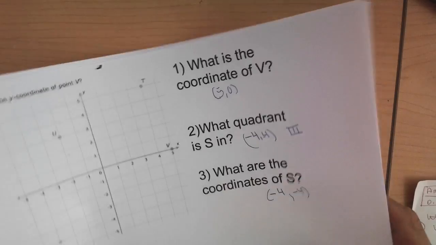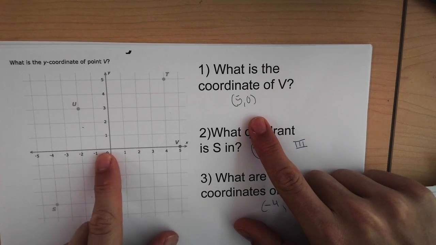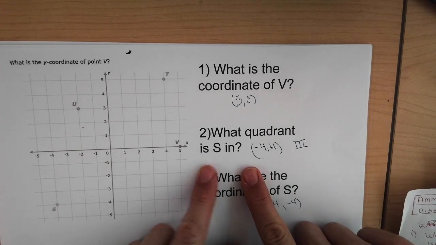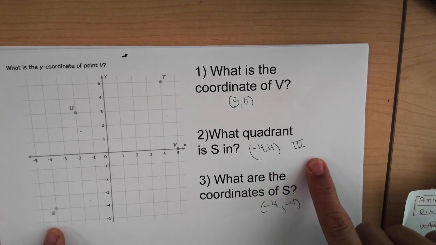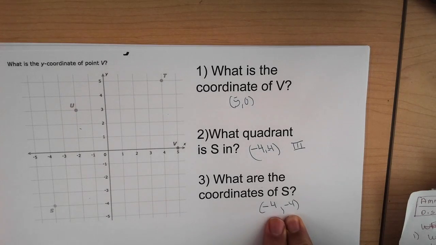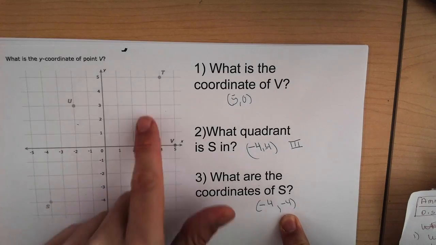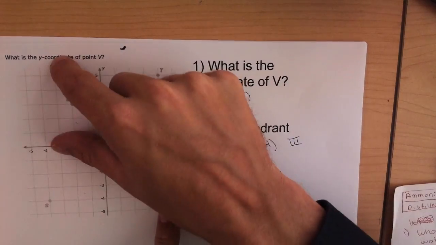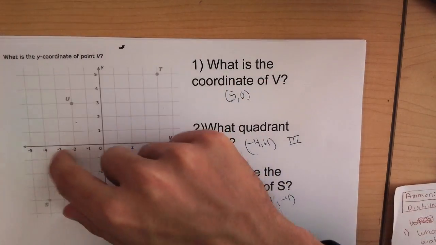Some review here. What are the coordinates of V? V is 5, starting at the origin, going to 5, 0. What quadrant is S in? What are the coordinates of S? -4, -4, and this is in quadrant 3. 1, 2, 3, 4. Quadrants are like chunks of space, represented in these areas.